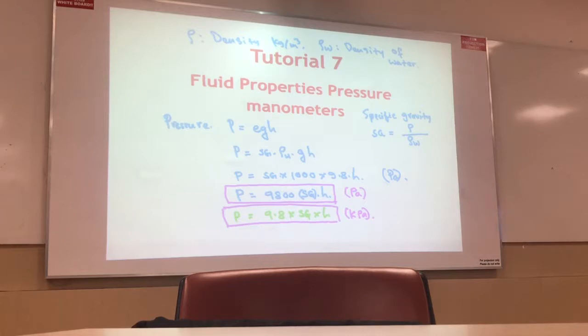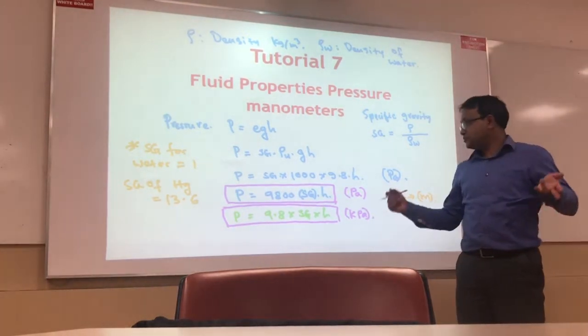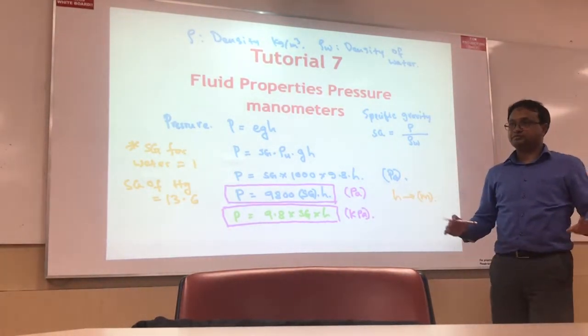Okay, specific gravity for water is 1, right? And specific gravity for mercury is 13.6. And these values are given to you in the question, and the unit of H is meter. Okay? What is pressure? 9800 times specific gravity times H. Done.